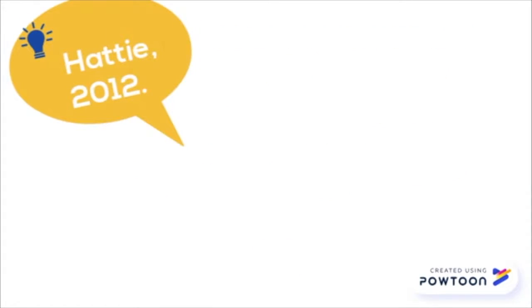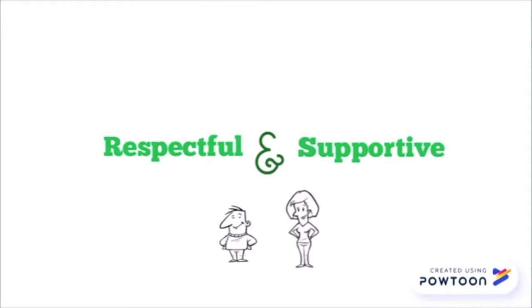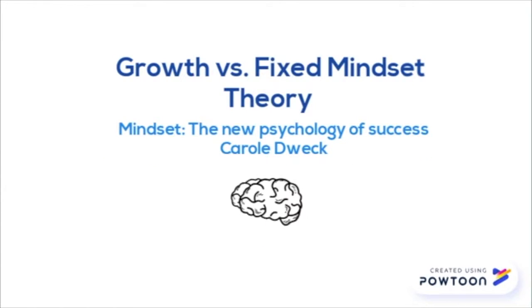According to Hattie, receiving feedback from peers can have negative effects for students in terms of reputation as a poor learner, shame, dependence, and devaluation of worth. It is for this reason that it is imperative that teachers create respectful and supportive relationships between students and, most importantly, encourage students to develop a growth mindset where they see mistakes as opportunities to grow.